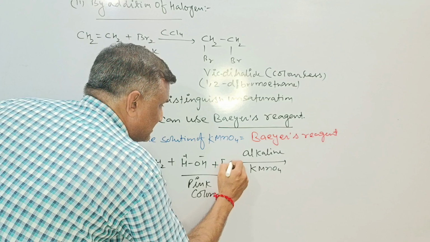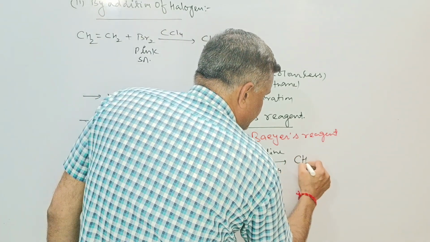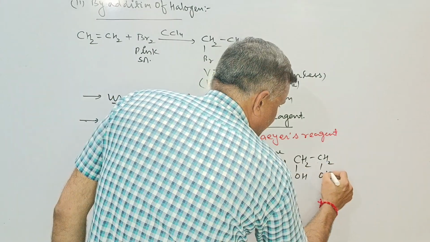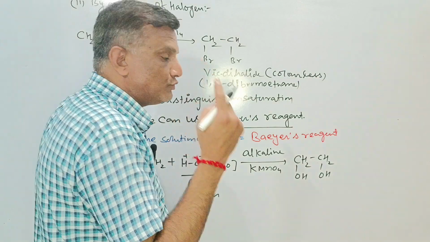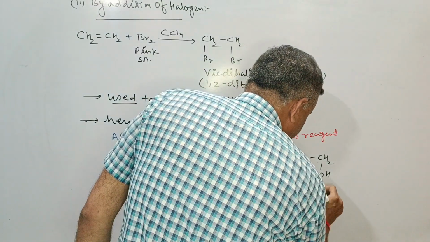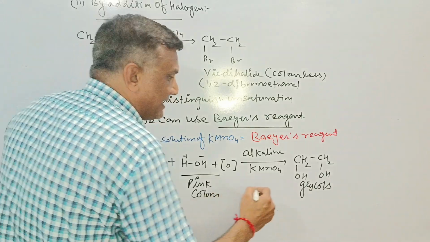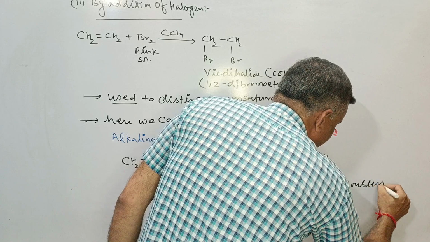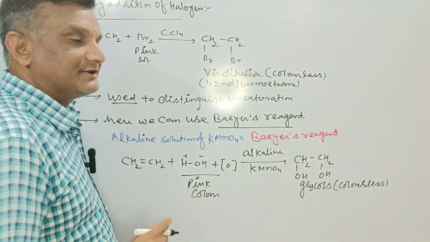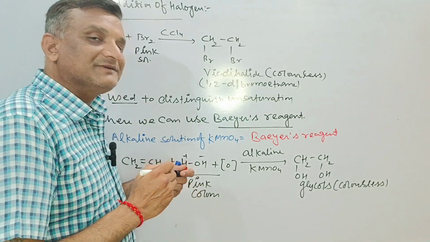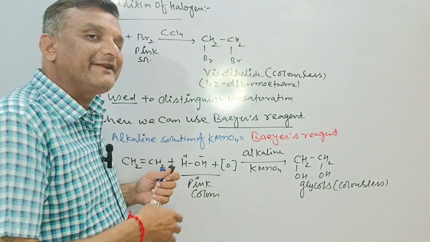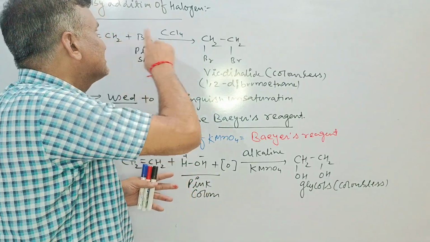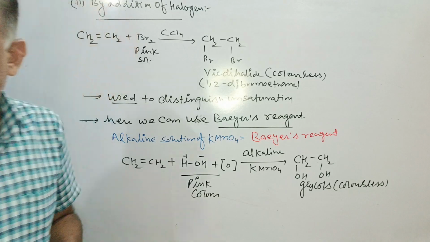KMnO4 also provides nascent oxygen. So here there will be formation of CH2OH-CH2OH, with OH and OH. An alcohol having more than one OH, here two OH, is known as a glycol. And glycols are colorless compounds, while this is a pink solution. So if the pink solution becomes colorless, then it is an unsaturated hydrocarbon, and if there is no change, then it is a saturated hydrocarbon. So this was about the addition of halogen.